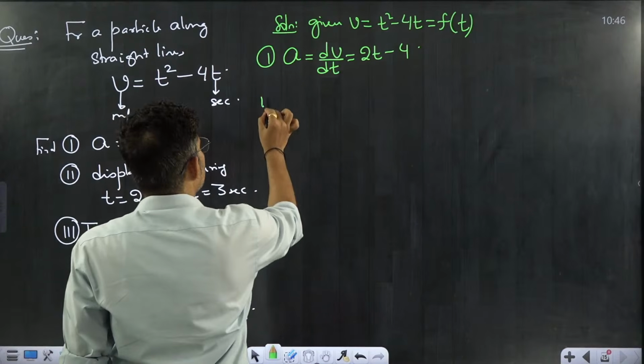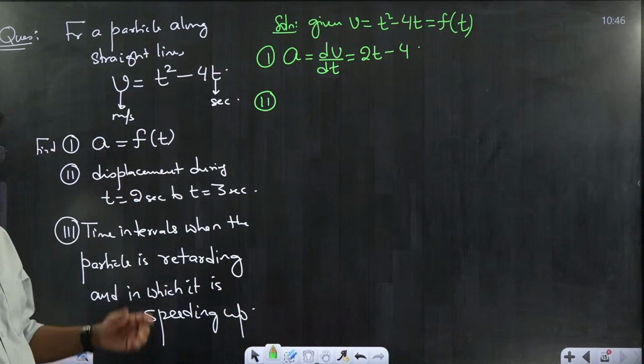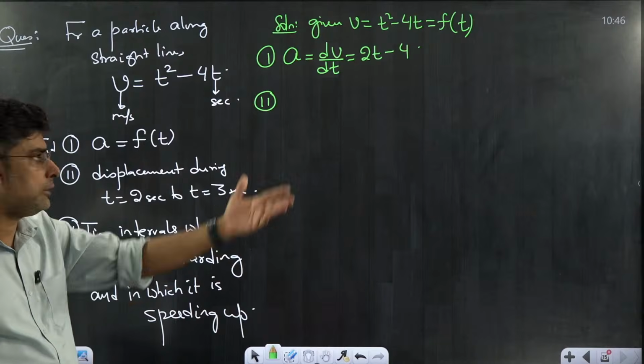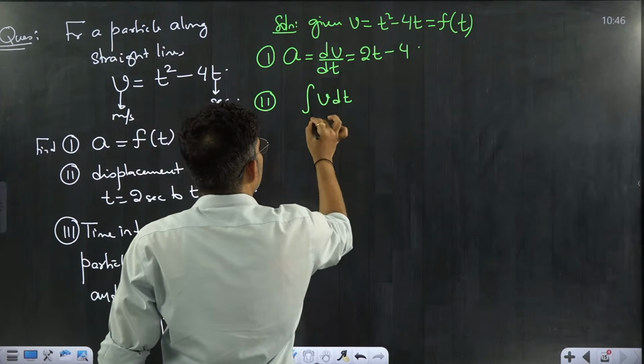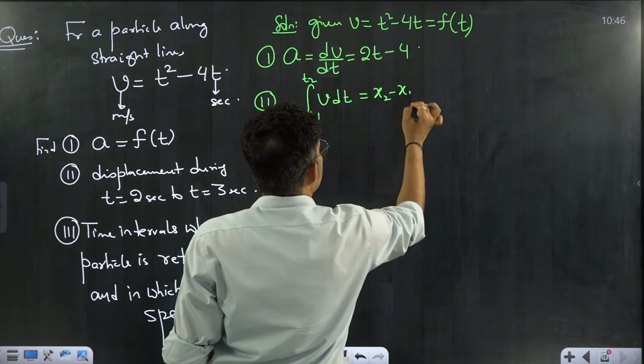Now comes second part. They are asking displacement. Now you will say, how to get displacement from velocity? Shall I differentiate? You will say, no sir, you told that if I integrate velocity with respect to time from t1 to t2, then I know it is x2 minus x1, which is called as displacement.